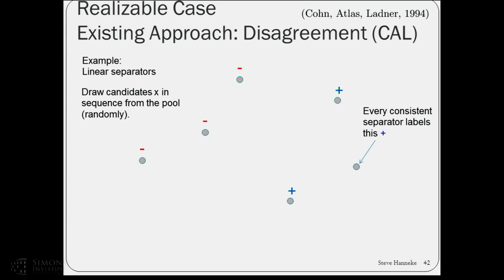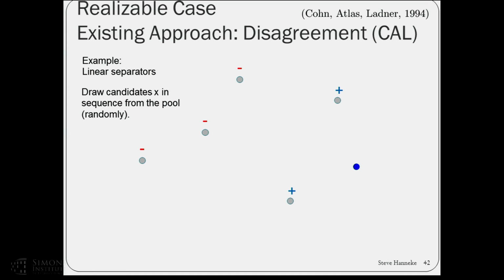The next point we draw from the pool is this one. Now something cool happens, because all of the separators, the linear separators in this case, that label these as minus and these as plus, all agree this has to be plus. So in the realizable case, if you remember, they're all consistent with the optimal classifier. So we can actually just infer that this label should be plus. We don't even have to query it. We can just color it ourselves or throw it away. It actually doesn't matter for this.